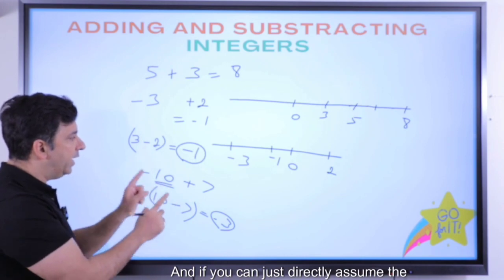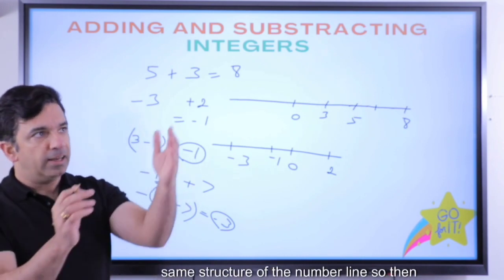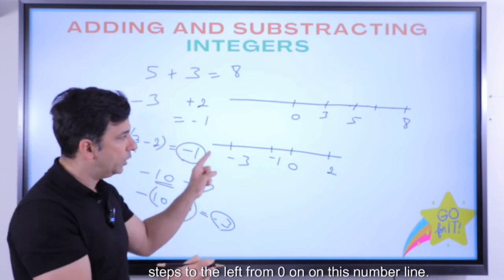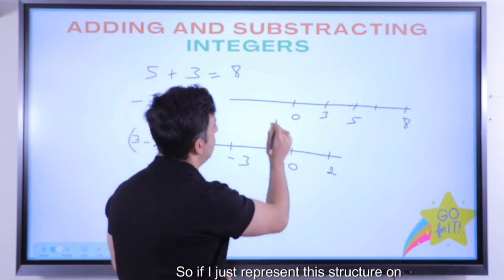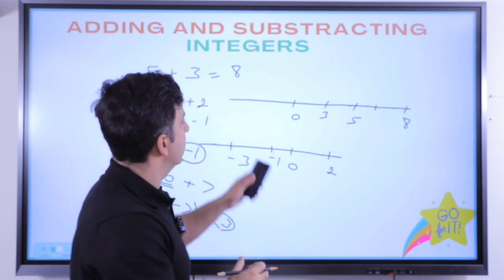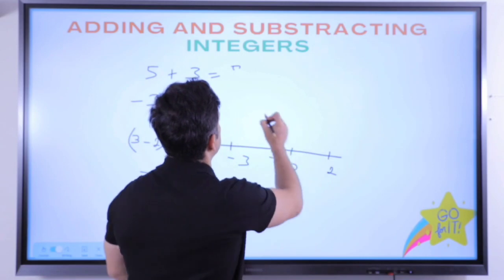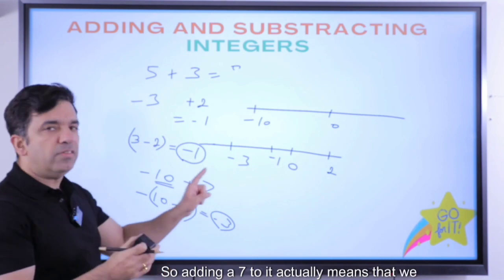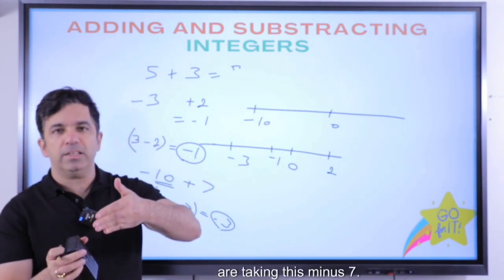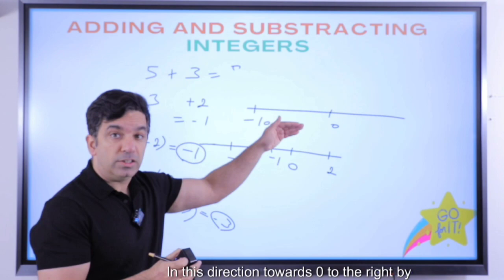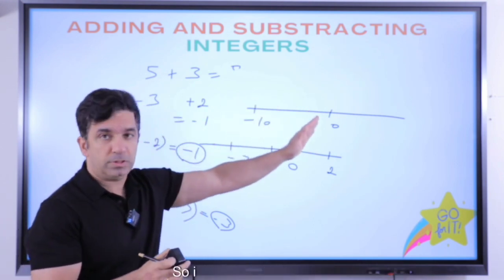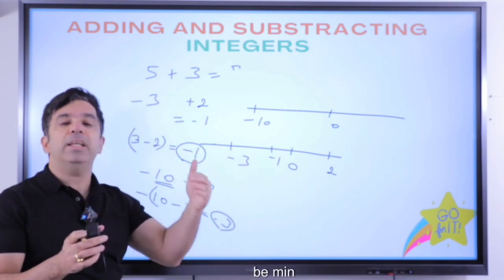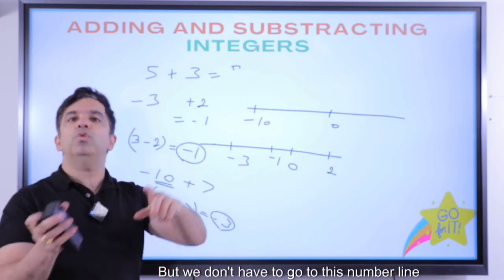And if you just directly assume the same structure on the number line, can we imagine that minus 10 is actually 10 steps to the left from 0 on this number line. So if I represent this structure on the number line also, can we clearly visualize that minus 10 would be somewhere here. So adding a 7 to it actually means that we are taking this minus 10 in this direction towards 0, to the right by 7 steps. So if I am taking this minus 10 7 steps ahead, the number which I will reach would be minus 3.